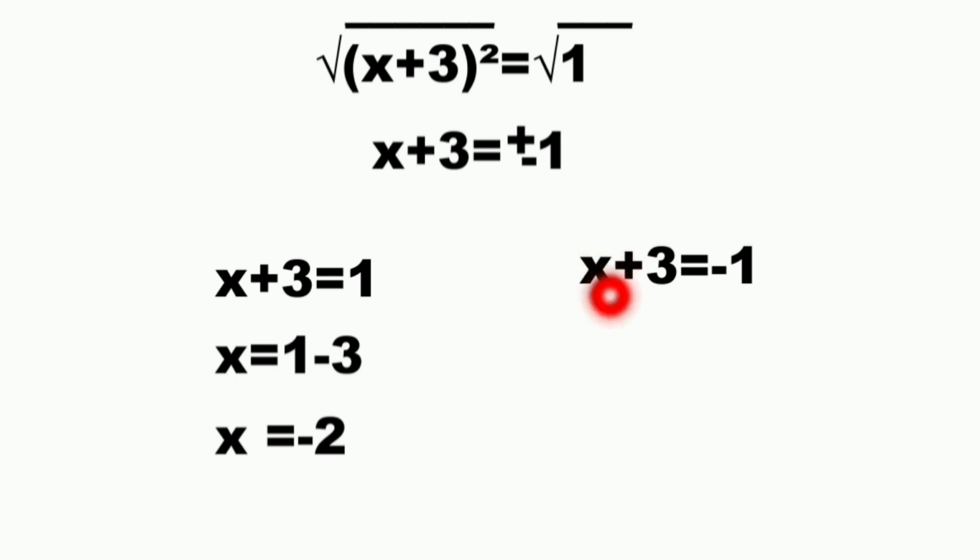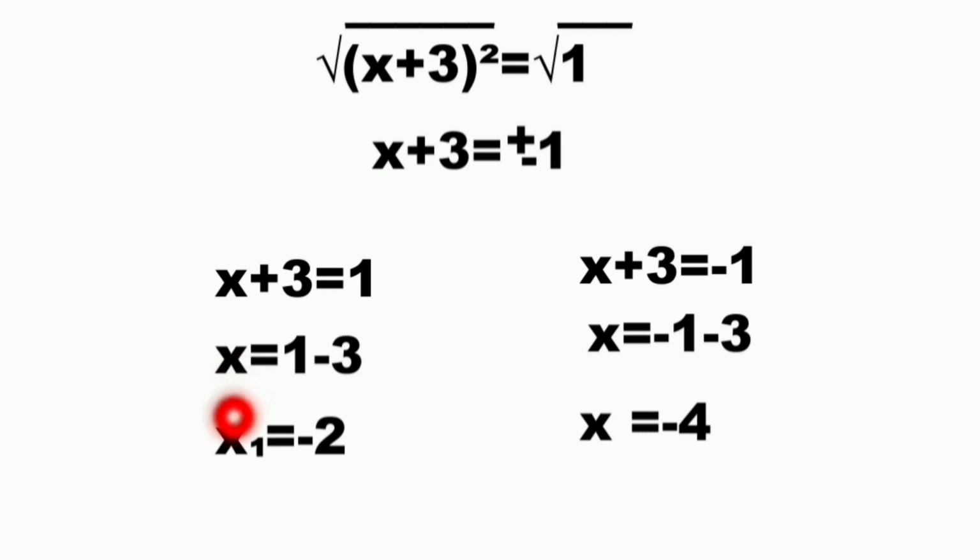And we have here, transposing this 3 to the right side of the equation, making it a negative. So we have x equals negative 1 minus 3. And this is equal to x equals negative 4. So the first value of x is negative 2, or x sub 1 equals negative 2. And x sub 2, the second value of x, is negative 4.